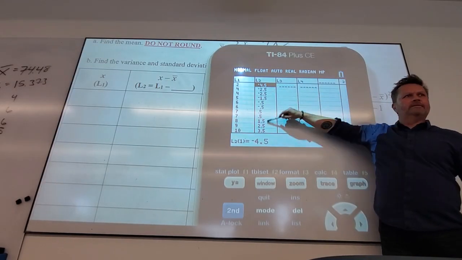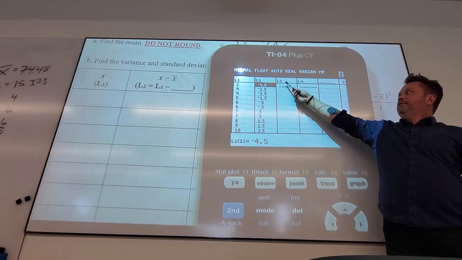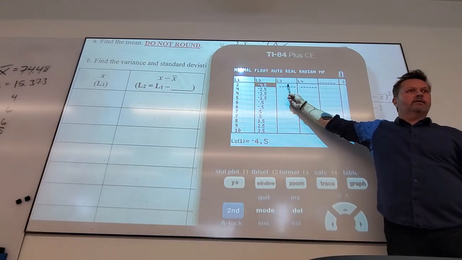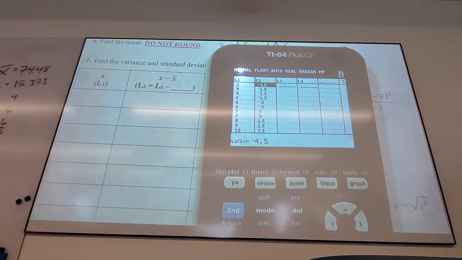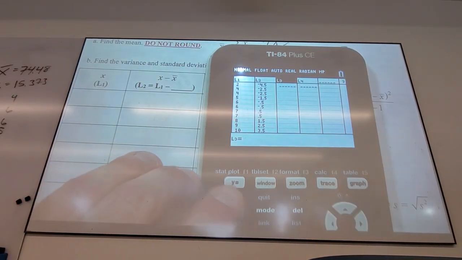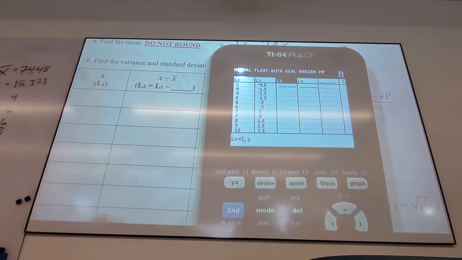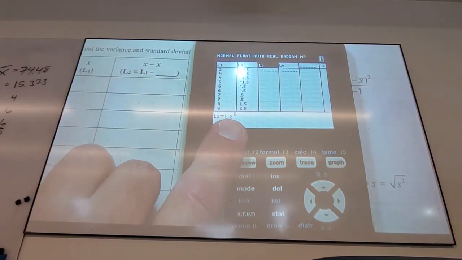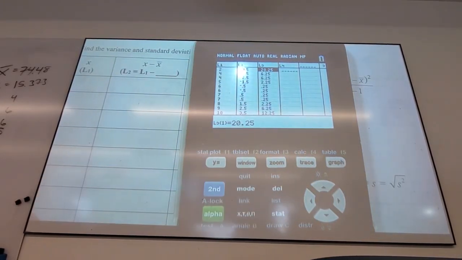That's nice. Yes? And then what do I want this one to be? What do I want to do with those numbers immediately? Square them. Go over to list 3. I want it to be every number in list 2 squared. Every number in list 2 squared. Bam.